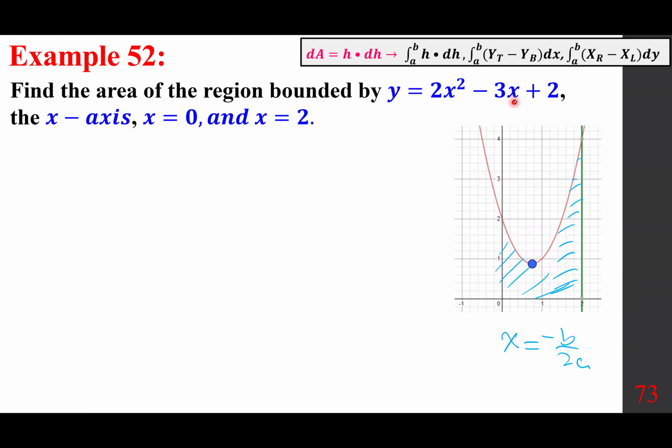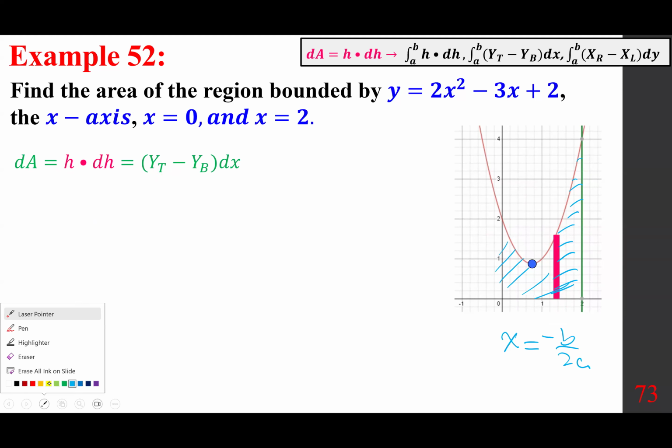So here's a typical increment of an area. Here's the height, and here's the width. Okay, dA is H dx, and this is y of the top minus y of the bottom. That means y of the top minus y of the bottom. And y of the top comes from the function y or f of x, and y of the bottom comes from the x-axis. The x-axis has the equation y equals 0, everybody.